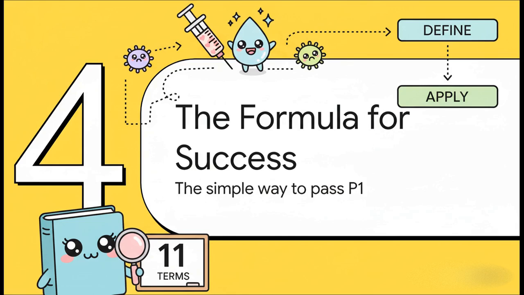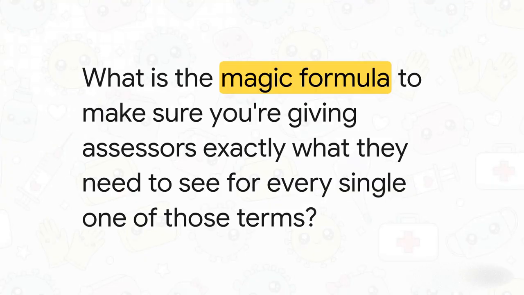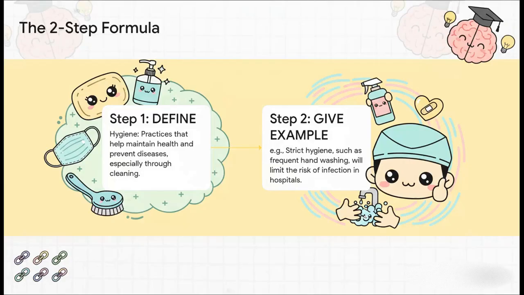So now we know what we need to do, which is to find those 11 terms. Let's talk about how to do it. There's a really simple two-part formula that will make sure you hit all the criteria you need to for P1. So, what is this magic formula? What's the simple trick to giving the assessors exactly what they're looking for for every single one of those terms? It really is this simple. For each of the 11 terms, you do two things.